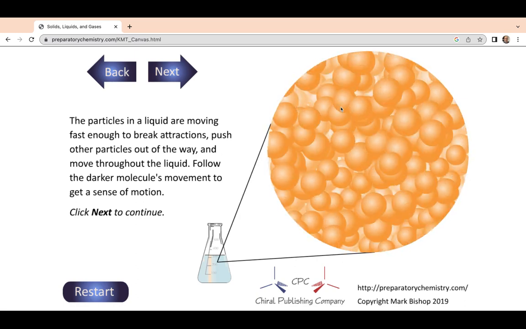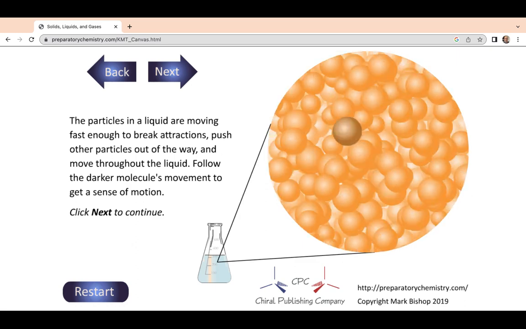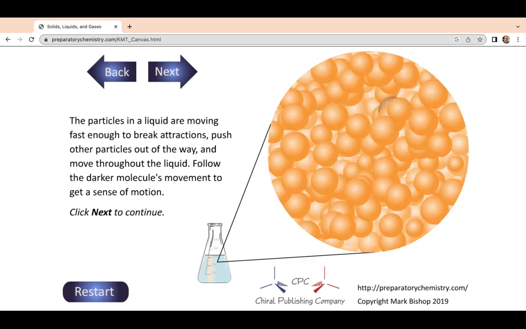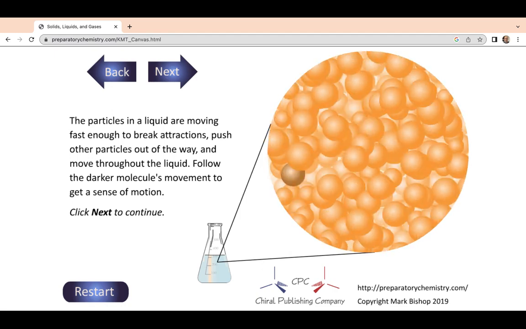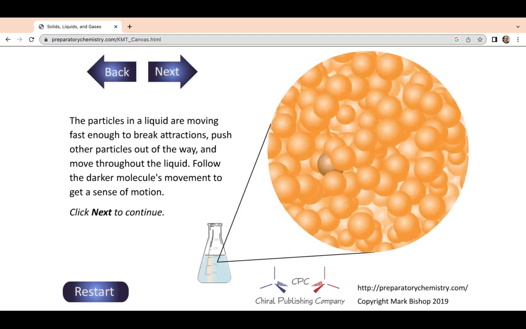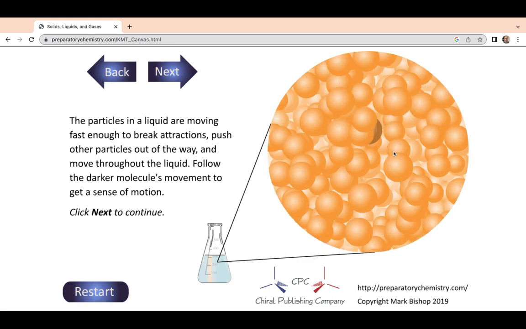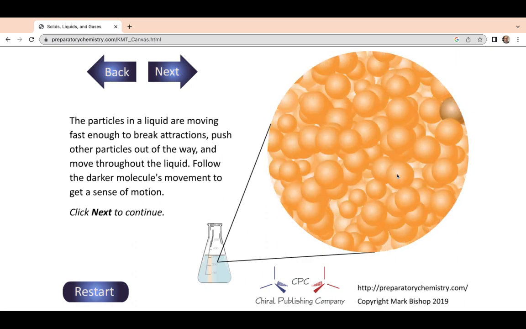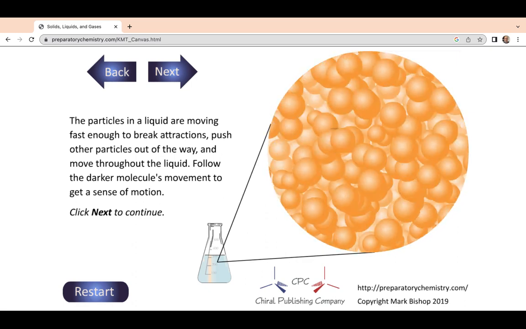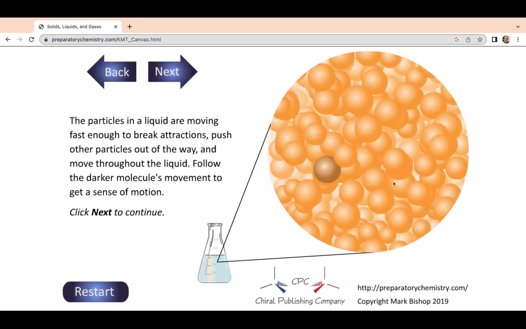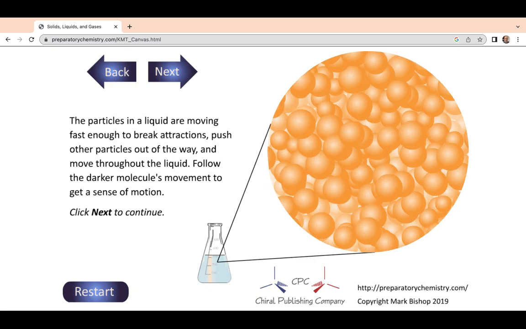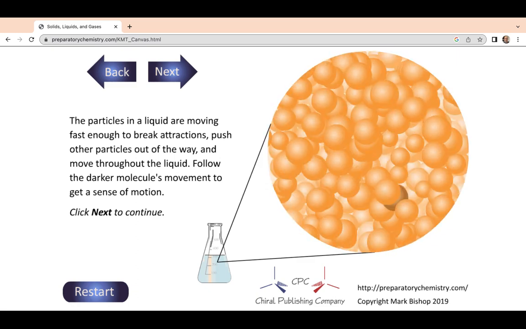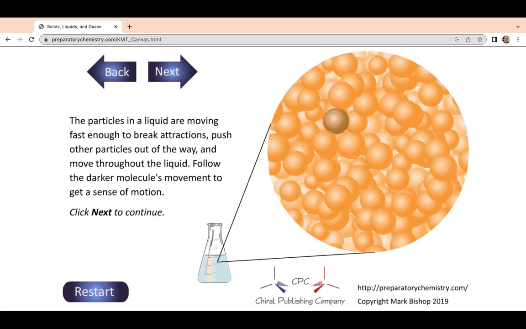So the particles in a liquid are moving fast enough to break those attractive forces and push the other particles out of the way and move throughout the liquid. So this dark particle can break free of the interactions, the intermolecular forces, enough to move from one place in the liquid to another. So this is what causes the flow that we notice in liquids.